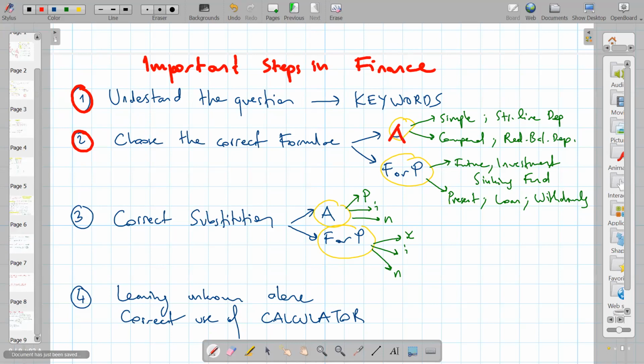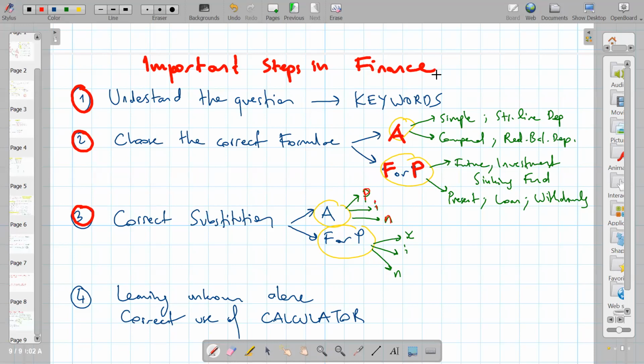You see, there are 4 A formulas, the ones we wrote, and there is a future and present value formula. They are given. Then number 3, after you have chosen your formula, you must have your correct substitution. So the substitution includes whichever is missing, like there are a few of them. What are there? In the normal standard A formula, there is P, I, N.